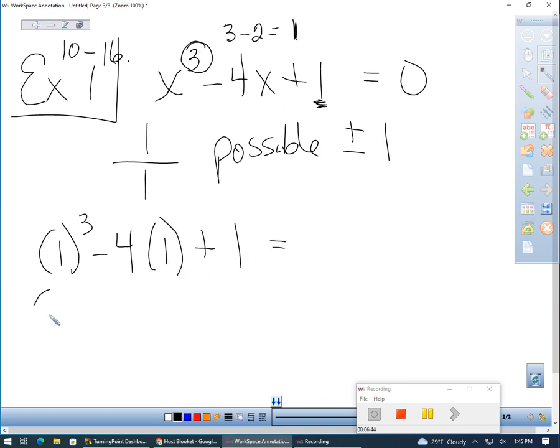And actually, let's put the other one up here. Negative 1 to the third minus 4 times negative 1 plus 1. All right, Alyssa, will you put the positive 1 in for me? Hunter volunteered to do the negative 1. Tell me what you guys get.